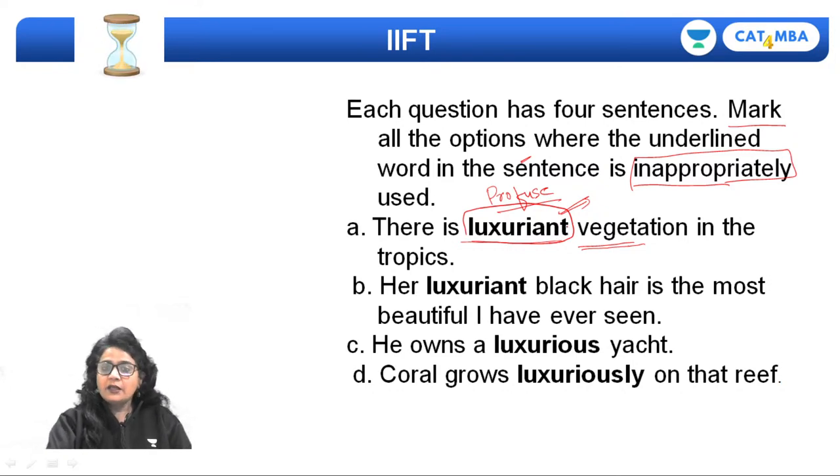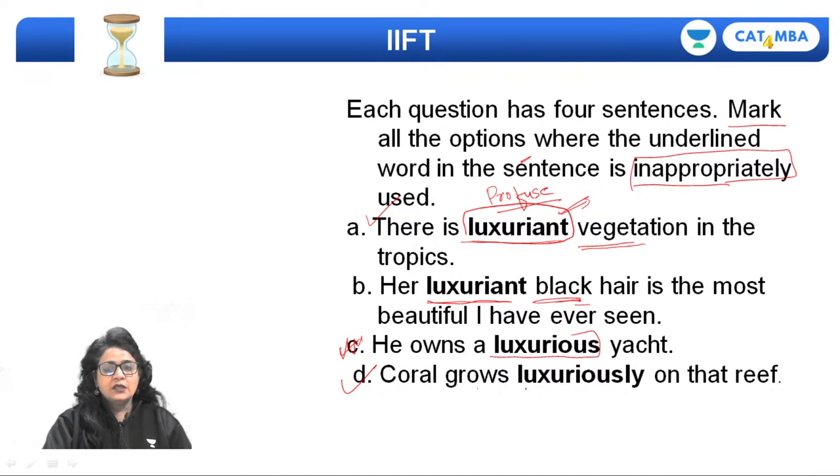Yes, it is thick in the sense of growth, right? So here this word is fine. Her luxuriant black hair is the most beautiful I have ever seen. So here also luxuriant is all right. Thickly grown hair, thick black hair. So luxuriant is also correct in this sentence. He owns a luxurious yacht. That's also correct. Luxurious is full of luxuries. Whereas D is incorrect. D is going to be the answer.